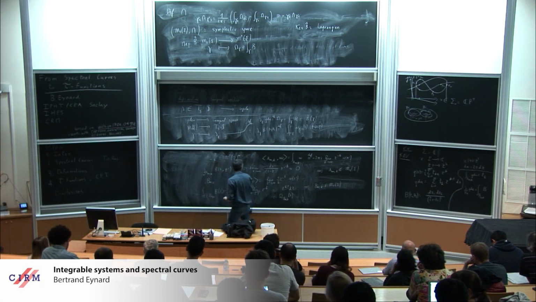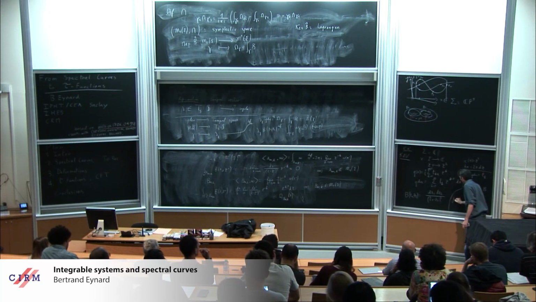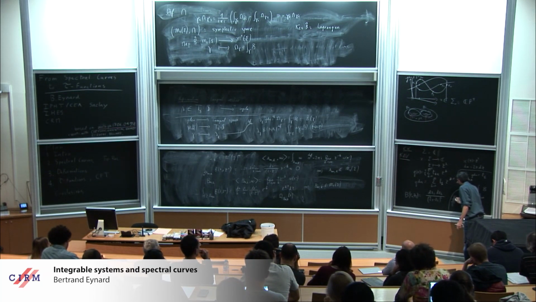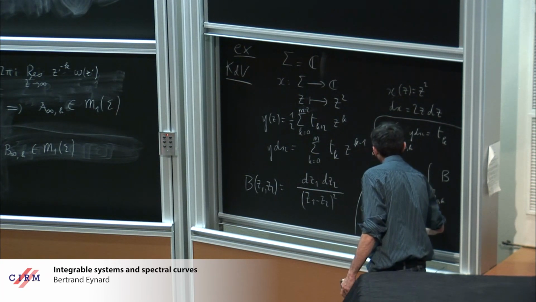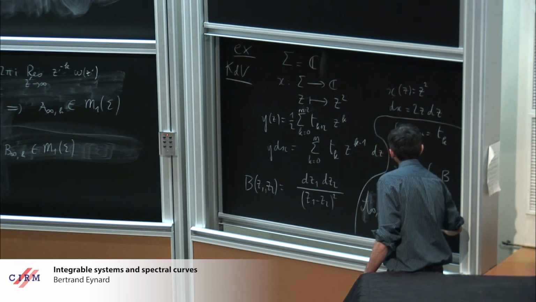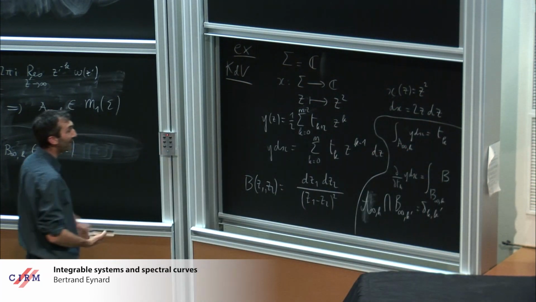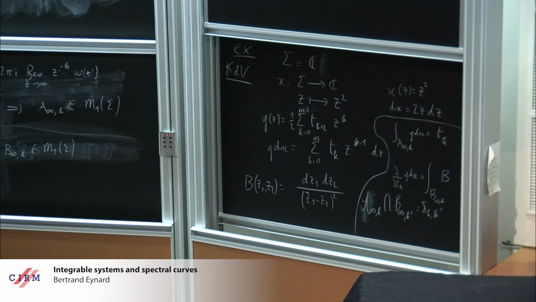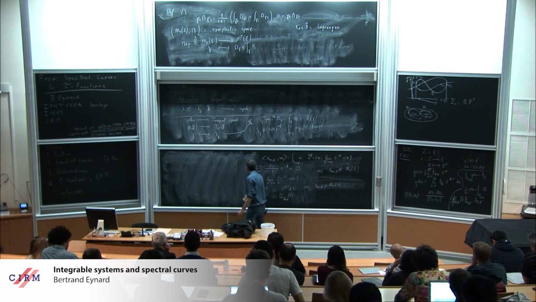Oh, by the way, with these examples of A and B cycles, it's easy to check that A infinity k intersection with B infinity k prime is just delta kk prime. So they form a symplectic basis. They form what's called, the TKs are Darboux coordinates. And in fact, that's why it's related to KdV.